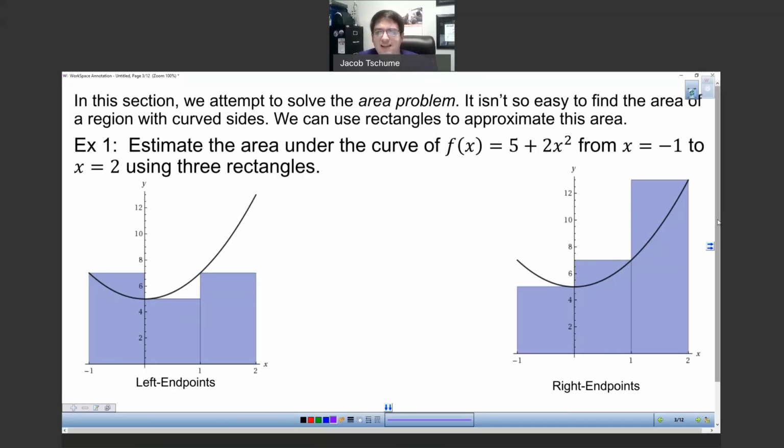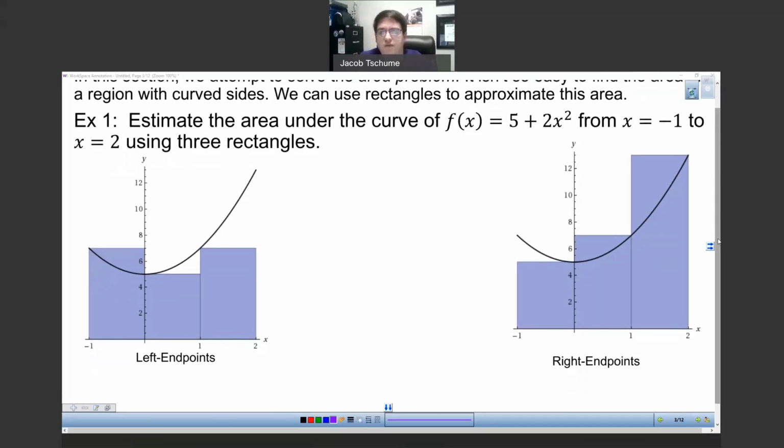I want you to estimate the area under the curve of the function 5 plus 2x squared from x equals -1 to x equals 2 using 3 separate rectangles of equal width. Now, when it comes to doing this idea of the rectangle method, we're going to use two methods, one called left endpoints and one called right endpoints.